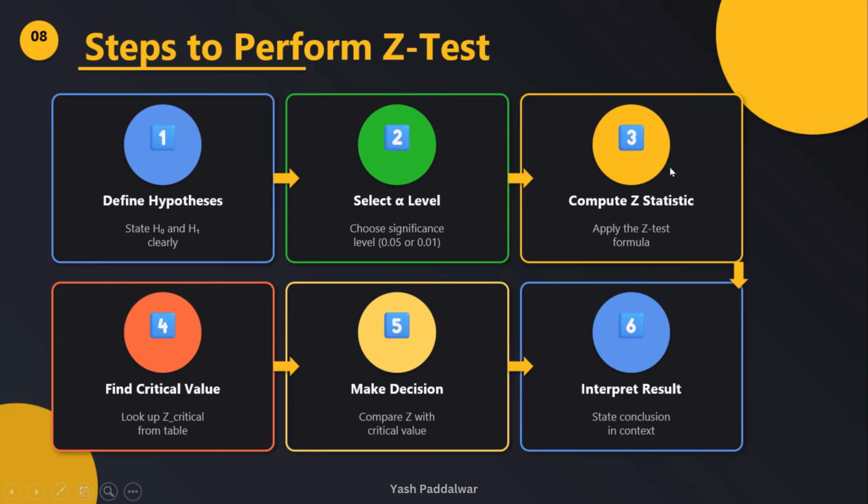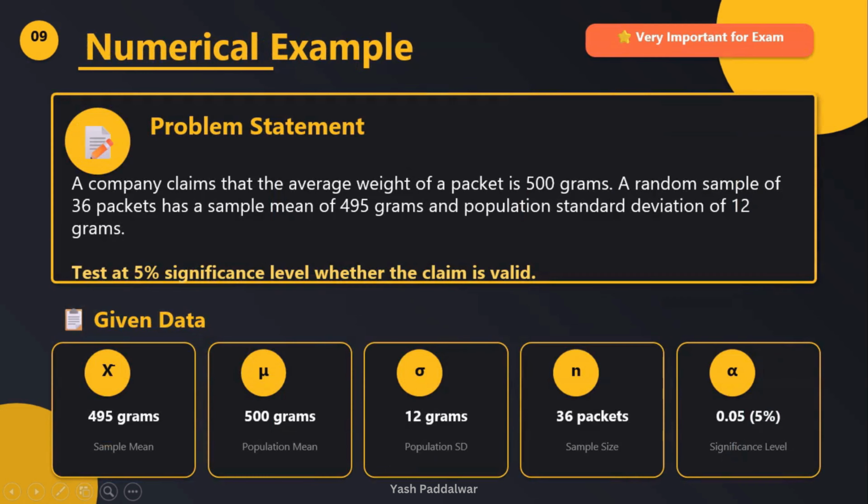Next, you need to compute the z statistic with the help of the formula. Next, you find the critical value from the z table. Next, you make the decision. And finally, you interpret the result. So, this is how you follow the entire steps to perform your complete z test. So, let's start with the numerical.